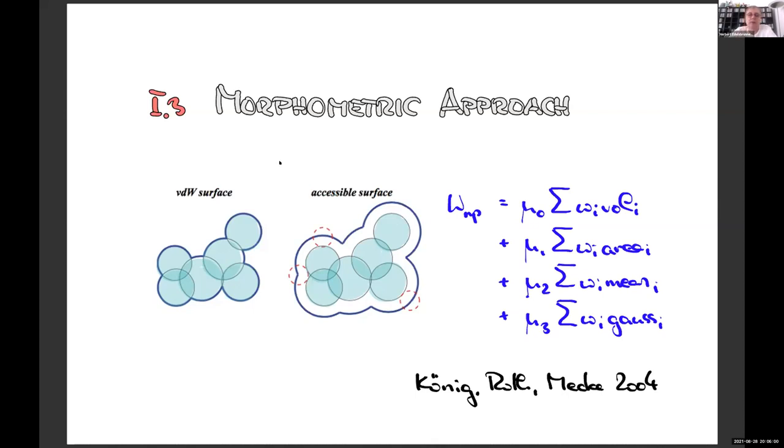Okay, anyway, so the morphometric approach is this sum here. We have the volume, the area, the mean curvature, the Gaussian curvature, contributions of all the atoms, each weighted with a w_i. And we also weight the contributions of the 4 intrinsic volumes by mu_i's.